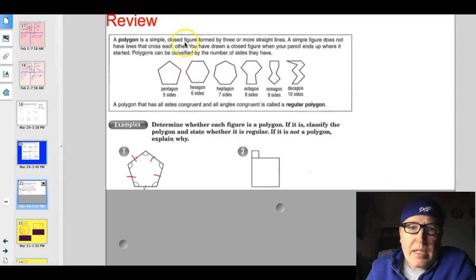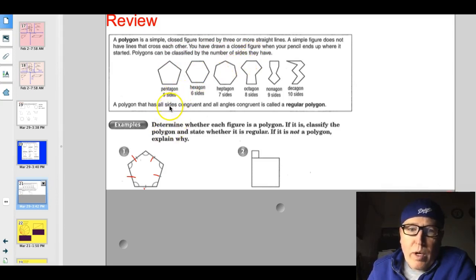In review, a polygon is a simple closed figure formed by 3 or more straight lines. A simple figure does not have lines that cross each other. In other words, you only have one area. When you have drawn a closed figure, your pencil ends up where it started. Polygons can be classified by the number of sides they have.